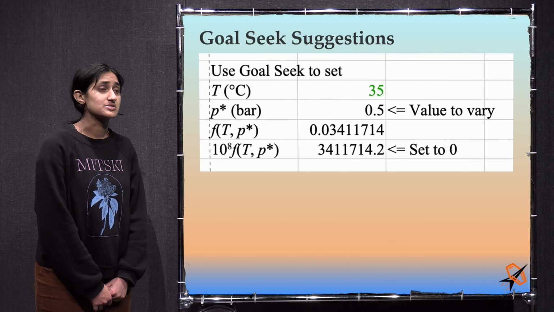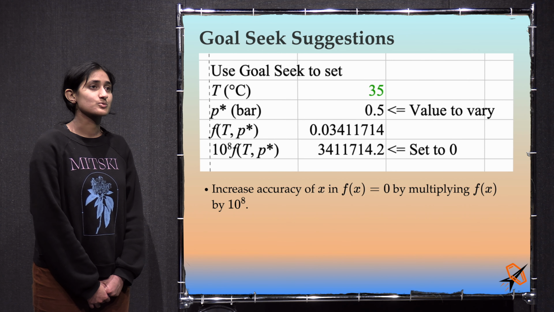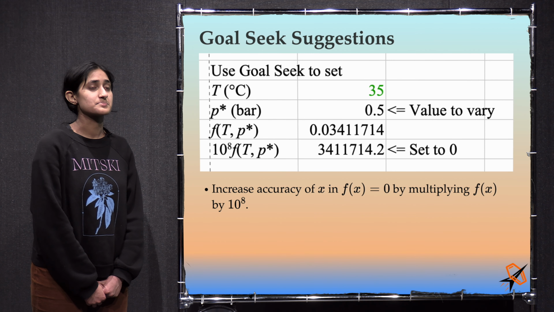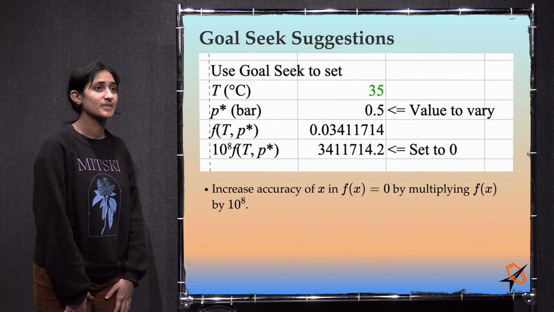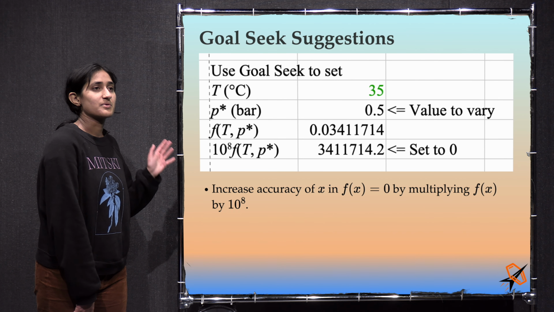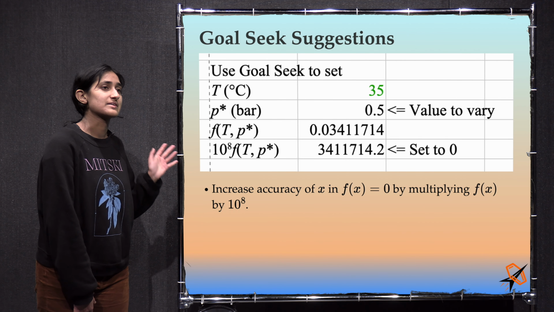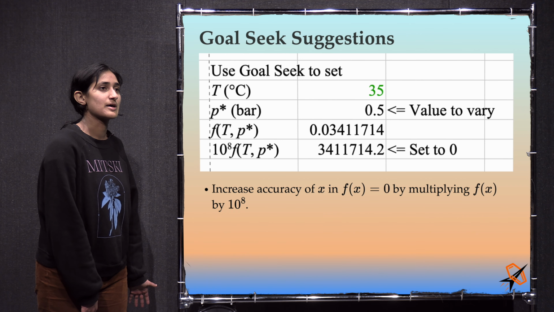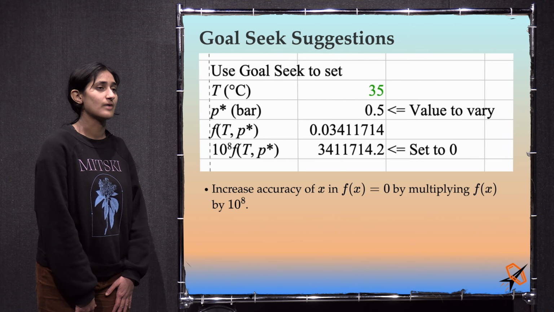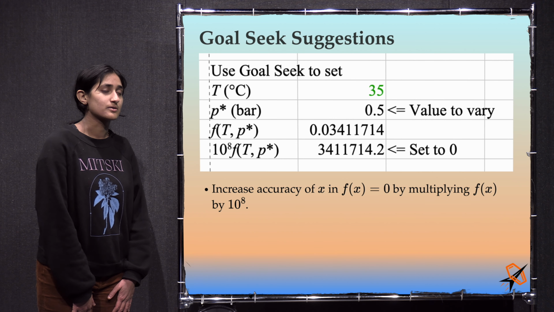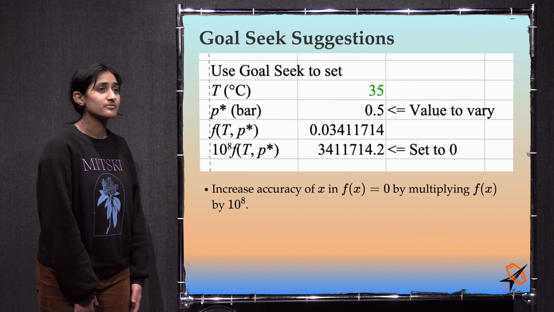Let's finish with a few suggestions for using Goal Seek. You can often force Goal Seek to find the root to more significant figures by multiplying f of x by a large number. The reason it works is that the algorithm in Goal Seek decides to terminate by how close f of x is to 0. If you multiply f of x by a large number, you have to have more sig figs in the value of x for f of x to be close enough to 0. I usually use 10 to the 8th, but feel free to experiment.